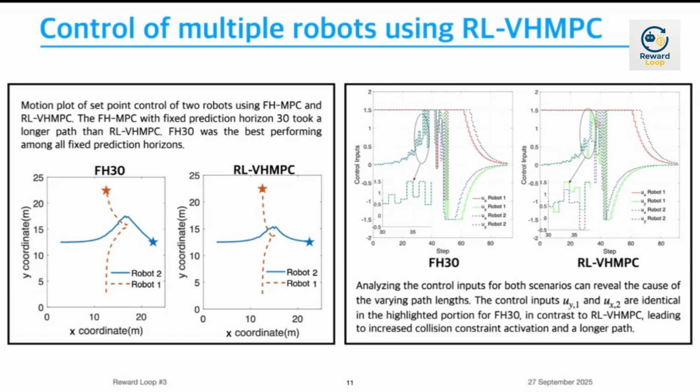RL always surprises you. Say you plan it to do something, but it might do something more than planned. So in this particular case, RL smartly manipulated the value of the prediction horizon to make one robot faster and one robot slower, so that they do not actually get into the tussle of avoiding collision, and hence the path in the case of RL is shorter in comparison to best performing fixed horizon MPC.